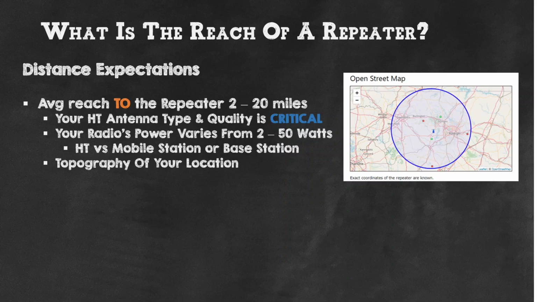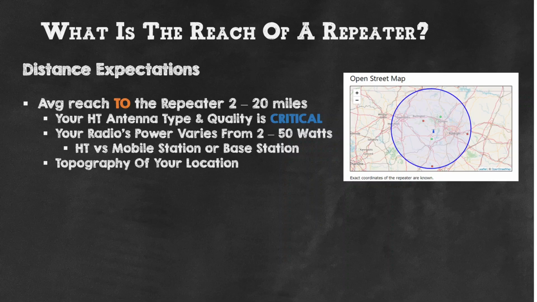So your radio power can vary also. With a handheld, you're going to get anywhere from 2 watts to maybe 7 or 8 watts, versus your base station units, where you're talking 25 to 65 watts. And if you're mobile in your car, the antenna on your car is going to be better than the antenna on your HT. So there are a lot of factors that come into play.